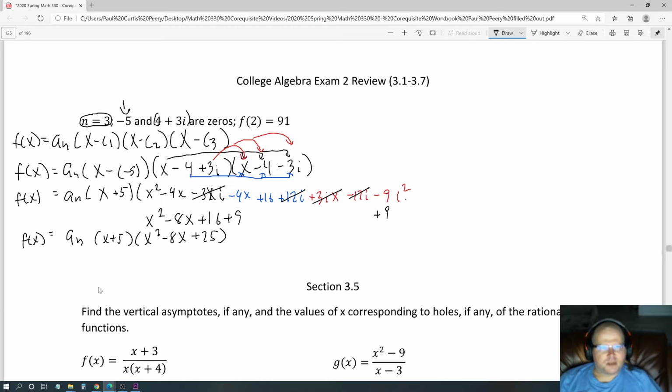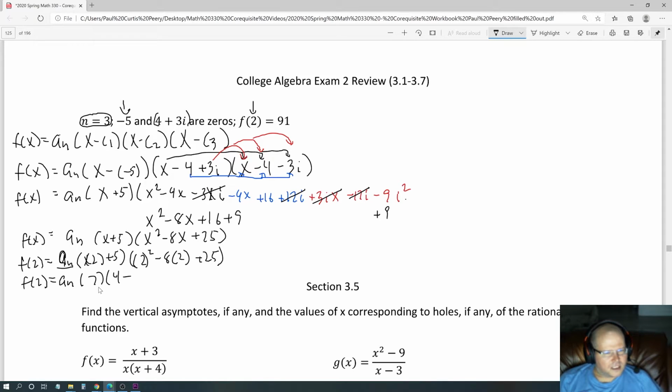Now we're going to plug the 2 in. We say f of 2 is equal to a_n times (2 plus 5) times (2 squared minus 8 times 2 plus 25). We're trying to solve for the part we don't know, which is a_n. 2 plus 5 is 7, and 2 squared is 4. Negative 8 times 2 is negative 16, so 4 minus 16 is negative 12. Negative 12 plus 25 is 13. Kind of ran out of room there.